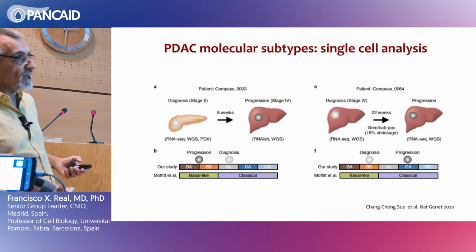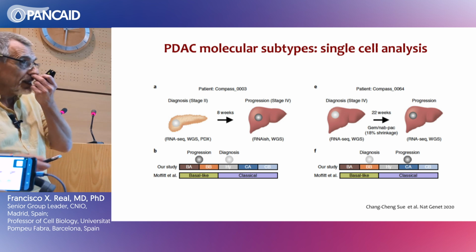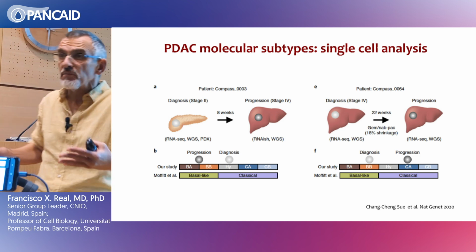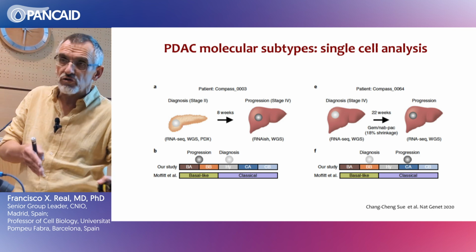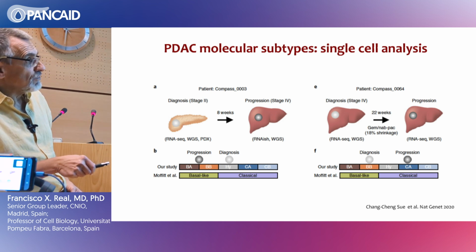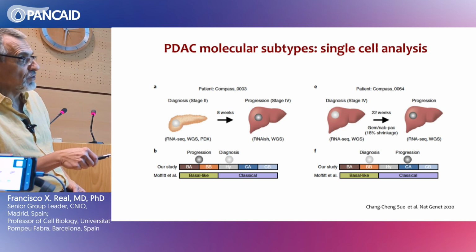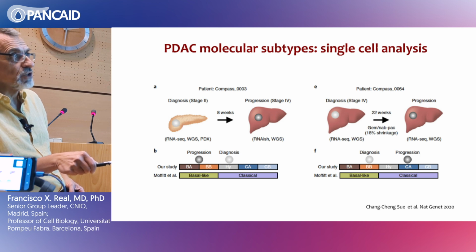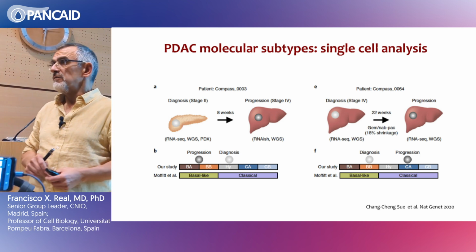This is work again from the Notta group, which shows that in a small number of individuals who have been sampled at different times between diagnosis and progression, with or without treatment, one can see both switching from hybrid stage to basal-like phenotypes in progression, or the opposite, from basal-like phenotypes at diagnosis to classical phenotypes in progression.